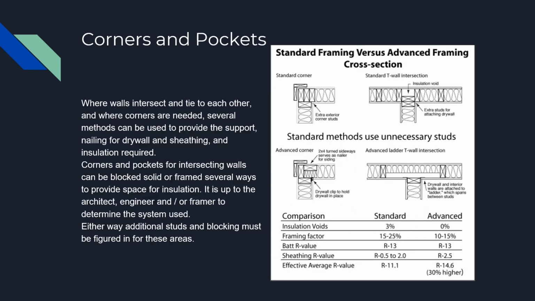Where walls intersect and tie to each other and where corners are needed, several methods can be used to provide the support, nailing for drywall and sheathing, and insulation required. Corners and pockets for intersecting walls can be blocked solid or framed several ways to provide space for insulation. It is up to the architect, engineer, and/or framer to determine the system used. Either way, additional studs and blocking must be figured in for these areas.